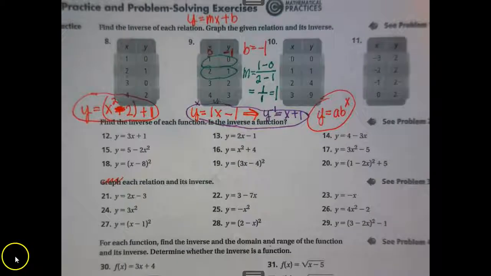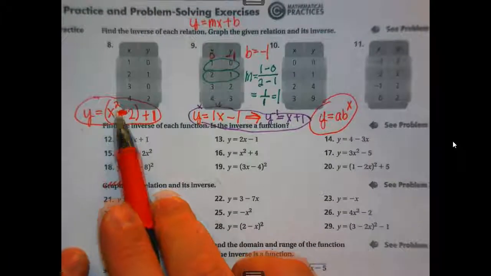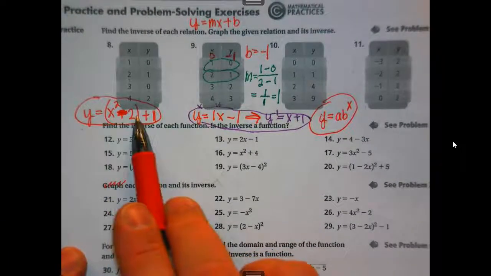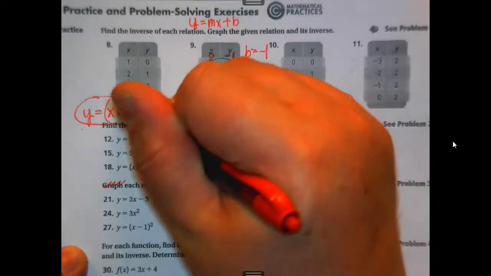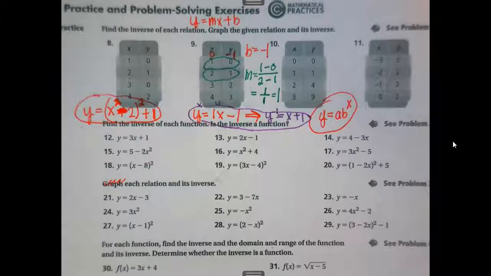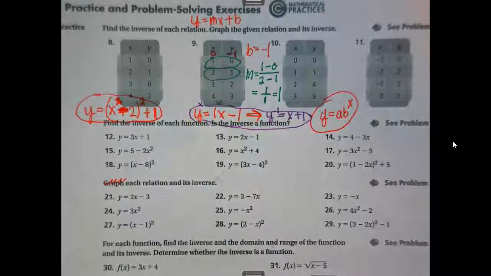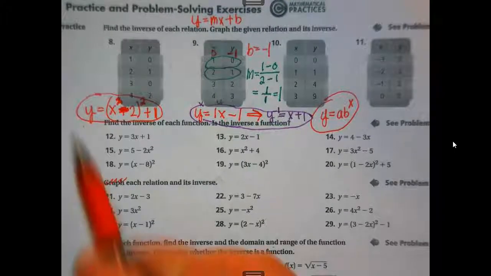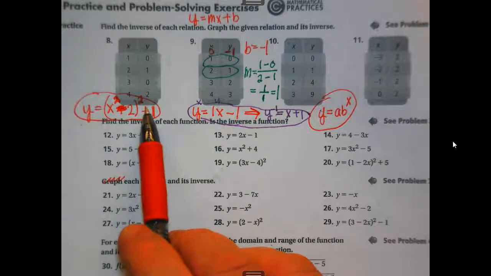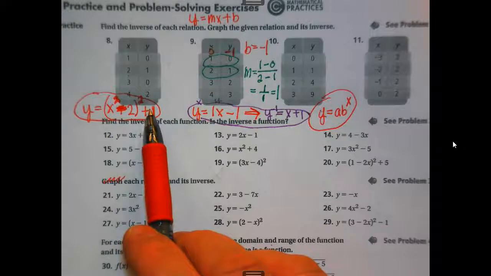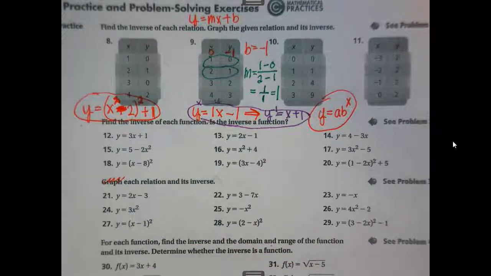I know. Because of the minus 2 in parentheses, my squared should be outside the parentheses. So it's x minus 2 squared plus 1. When you switch the x and the y, after subtracting 1, what do you have to do to get rid of the power 2? Square root. Okay. Got it?